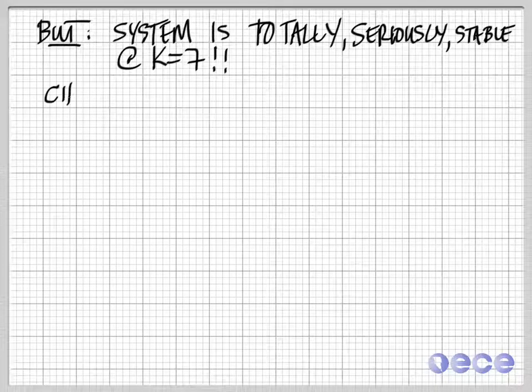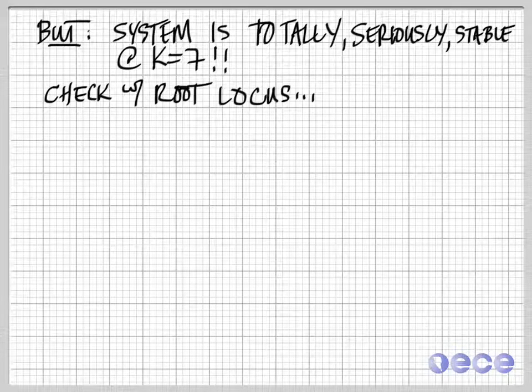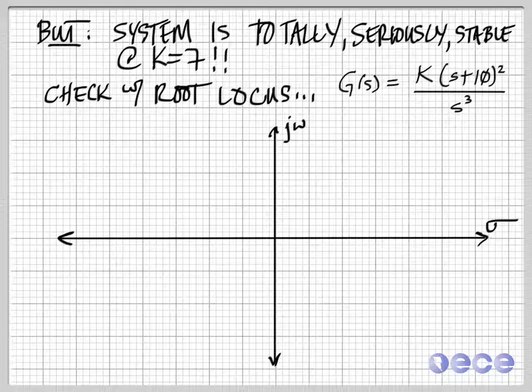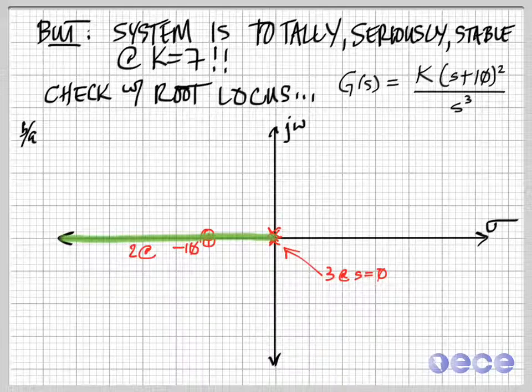So we can see this by checking with root locus. Using root locus, we can verify that the system is stable. So here's our real and imaginary axes. And remember, our transfer function is (s plus 10) squared over s cubed. Of course, we disregard K when producing the root locus because we're going to vary K from 0 all the way to infinity. So we have 3 poles at s equals 0 and 2 zeros at s equals minus 10.